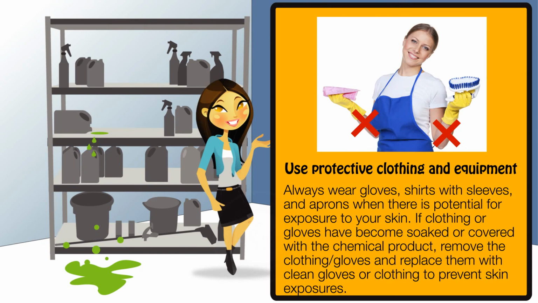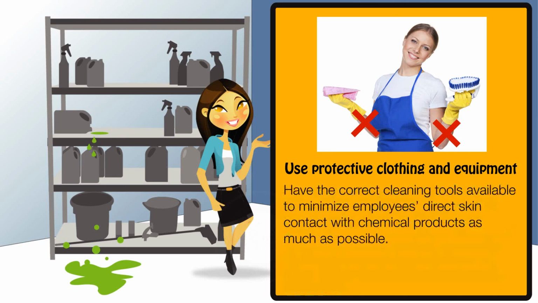Always wear gloves, shirts with sleeves, and aprons when there is potential for exposure to your skin. If clothing or gloves have become soaked or covered with the chemical product, remove the affected clothing and/or gloves and replace them with clean gloves or clothing to prevent skin exposure. Have the correct cleaning tools available to minimize employees' direct skin contact with chemical products as much as possible.